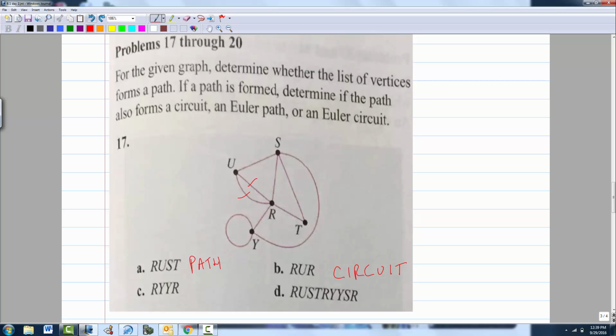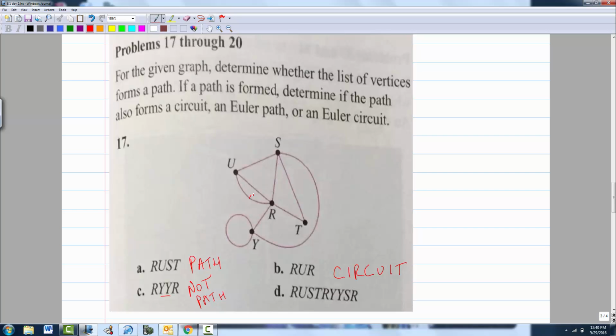Uh-oh, we got a painful face over there. R to Y. Where am I at? R to Y. Y to Y. Uh-oh, what happens after you do Y to Y? Y to R. No path. Not a path. So it's not any of those things. Holy crap, look at his last one.